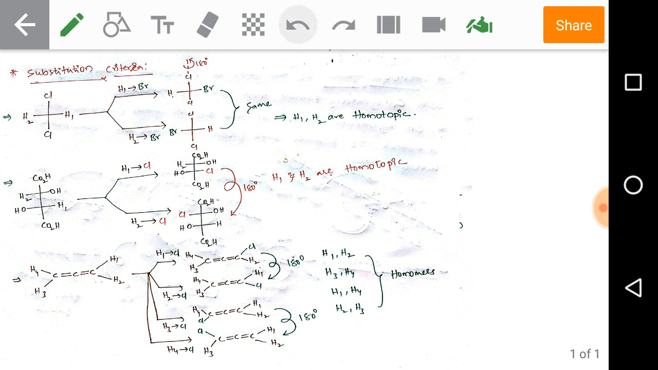Now here, if H1 on this molecule is replaced with bromine, we get this stereoisomer, and if H2 is replaced with bromine, then we get this stereoisomer. Okay, these two stereoisomers are the same, because with just a 180 degree rotation of this molecule, bromine takes the H position and hydrogen takes the bromine position. By that we get the same molecule as this one. So here these two are homomers.